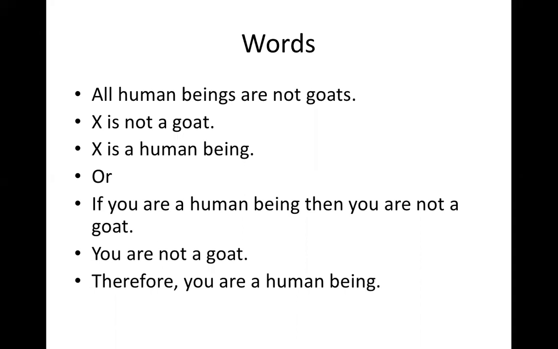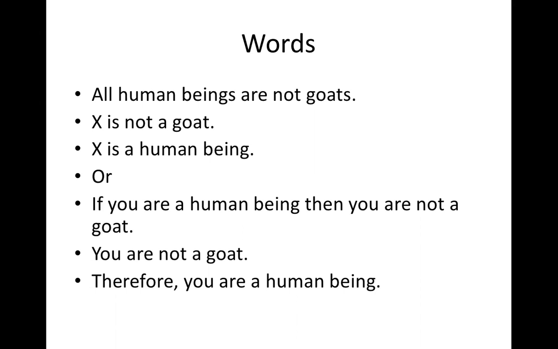Or you can say all human beings are not goats. X is not a goat. X is a human being. Now, the important thing is that when you see not and not, it is an affirmation. So this is an argument that affirms the consequent. And any argument that affirms the consequent is not valid. So when you want to find out why it is not valid, you look at the argument again, and you see why it is not valid.